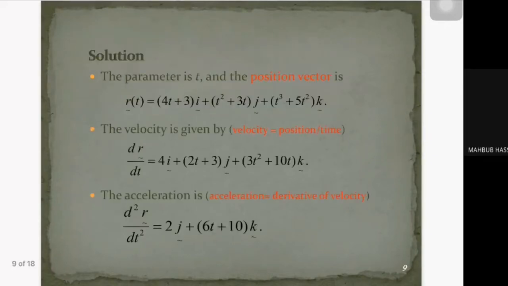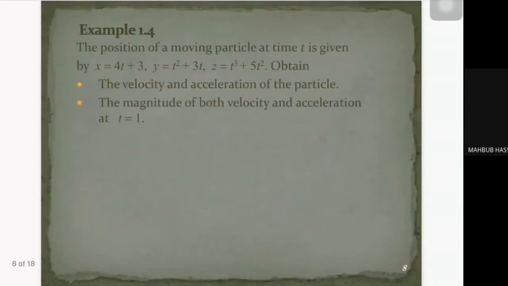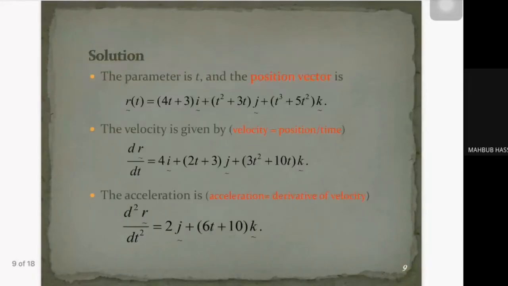So this is the solution. This is the value for x, y, and z given from the question. So when you write it in vector form, you will get this one. Position vector r(t), this is your x, y, and z. Then the velocity is the rate of change of position over time. So you have to differentiate this r with respect to t.